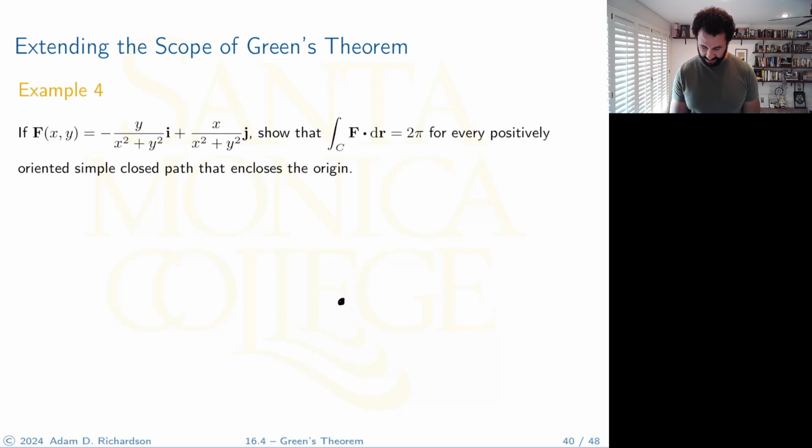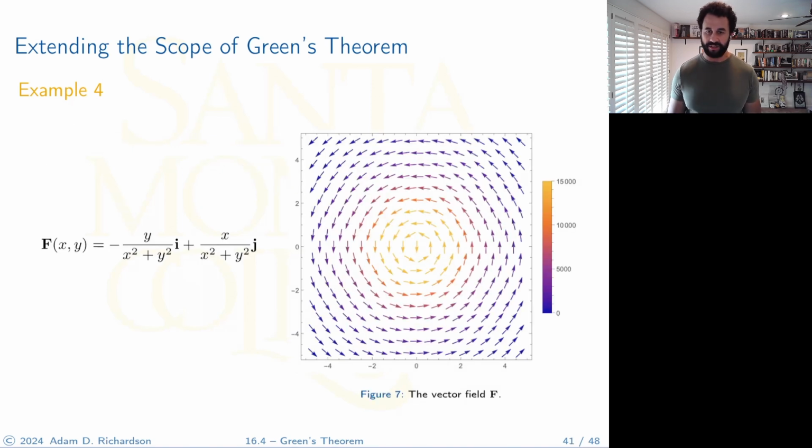Interesting. So there's something going on. The origin is giving us some static there. Let's take a look at the vector field itself. This is a plot of the vector field. You can do it in Mathematica. You can definitely see that it's getting very strong the closer you get to the origin, and getting weaker the farther out you get.